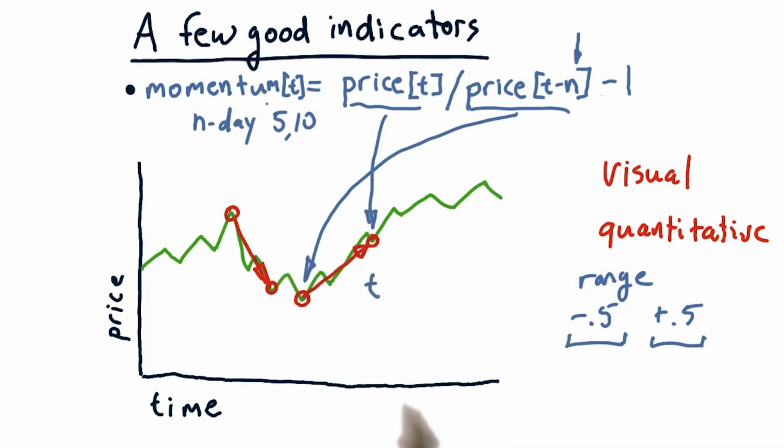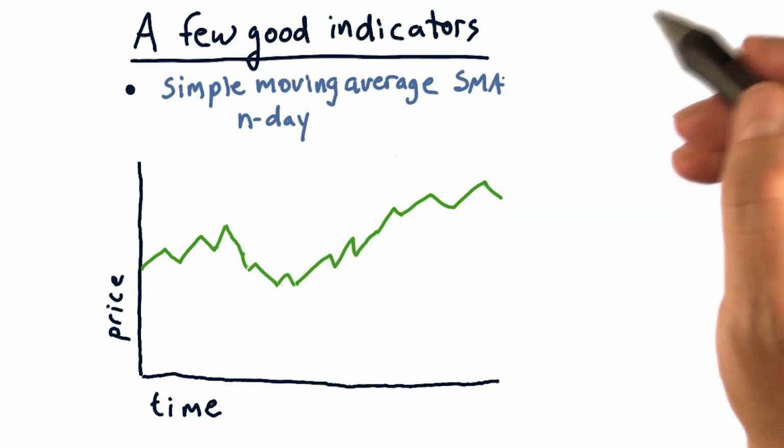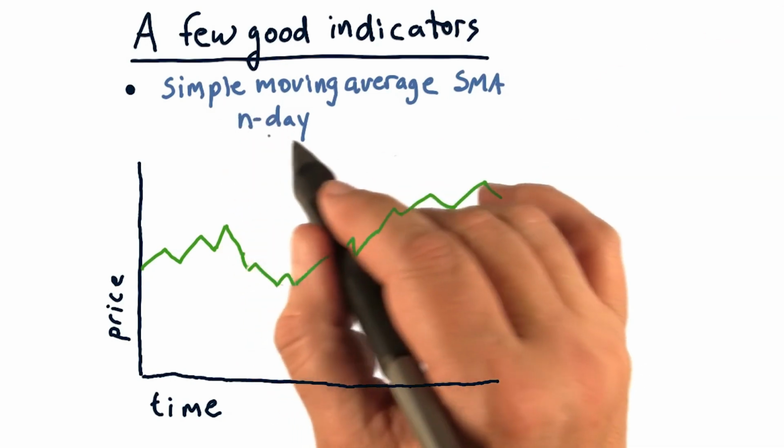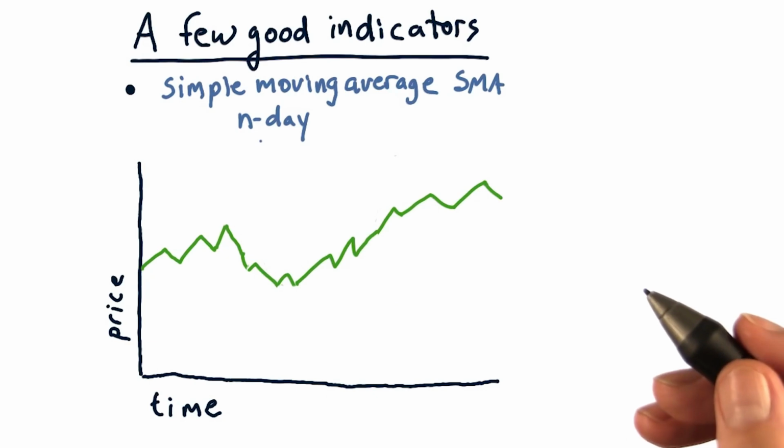And so on any particular day, this is how we would compute the value of this technical indicator, momentum. Our next indicator is simple moving average, or SMA. And again, it's indexed by n, which is how many days we're looking back.